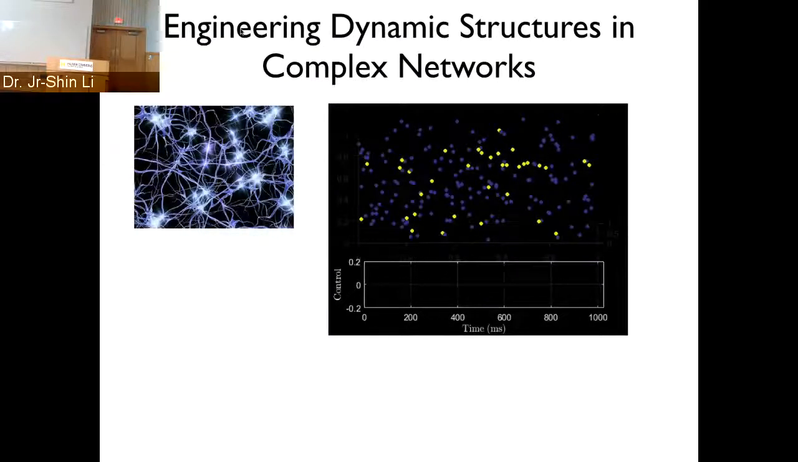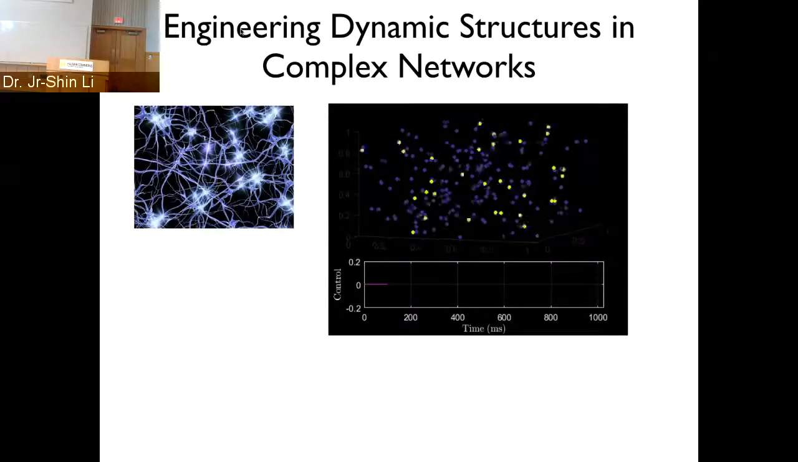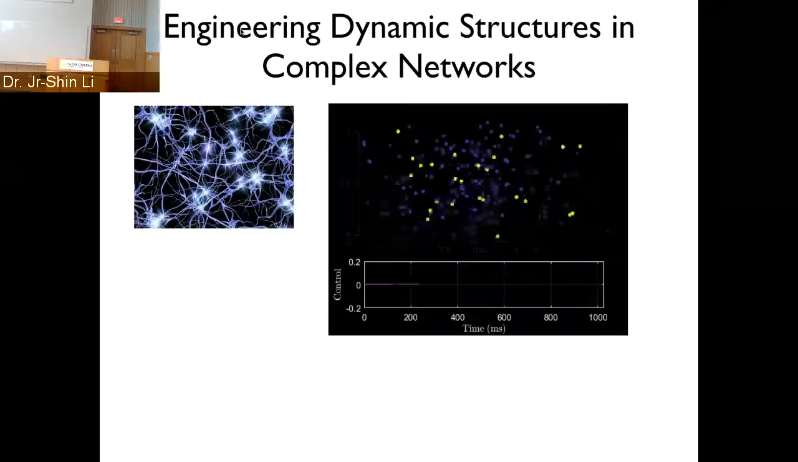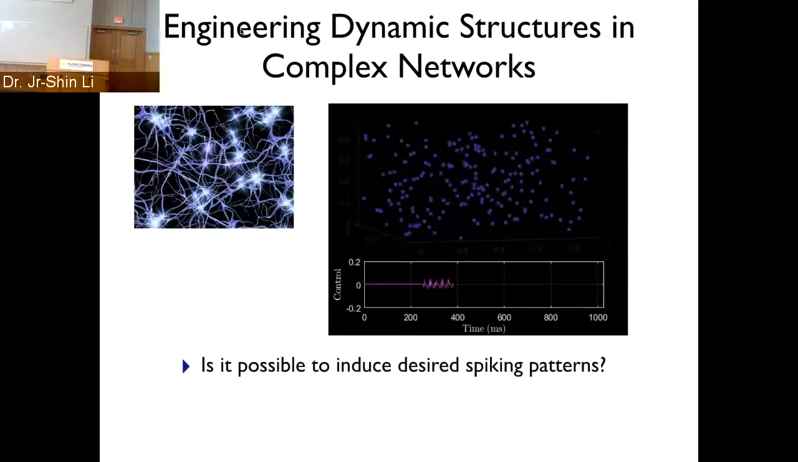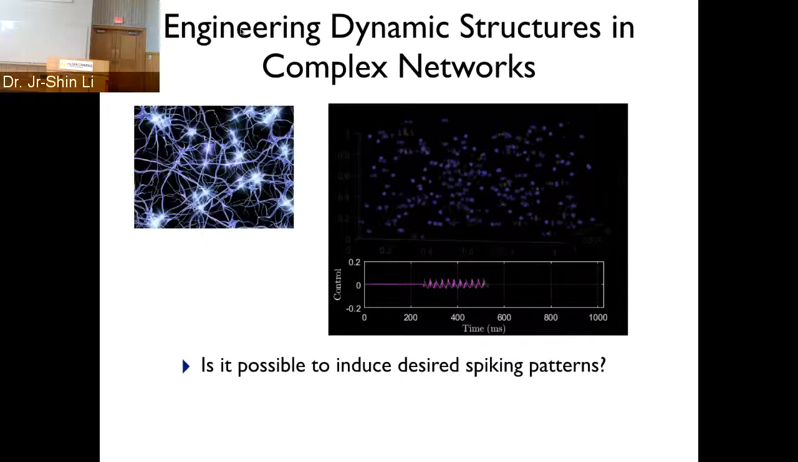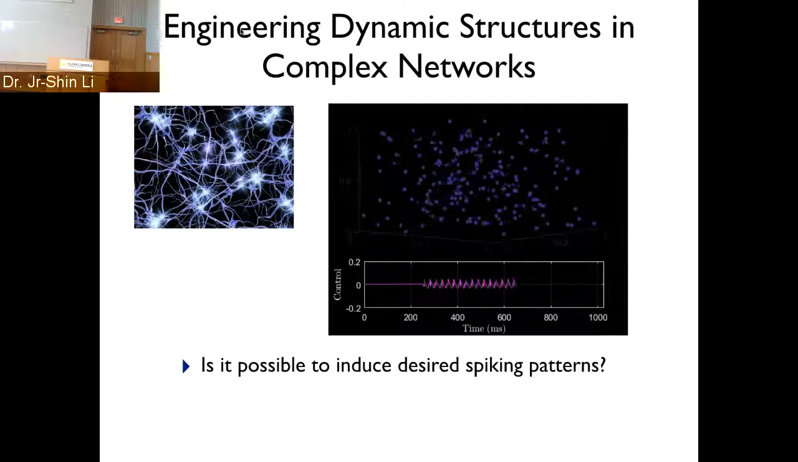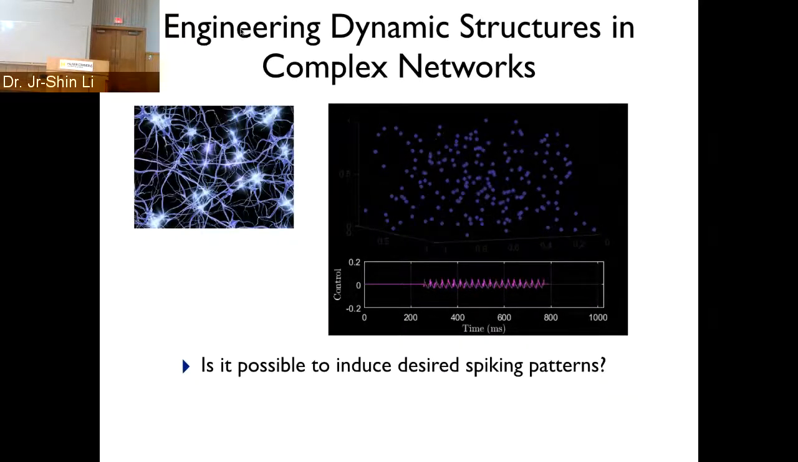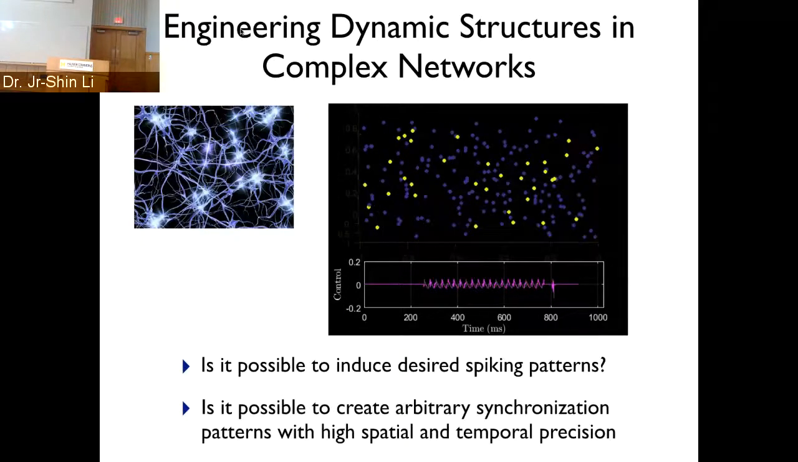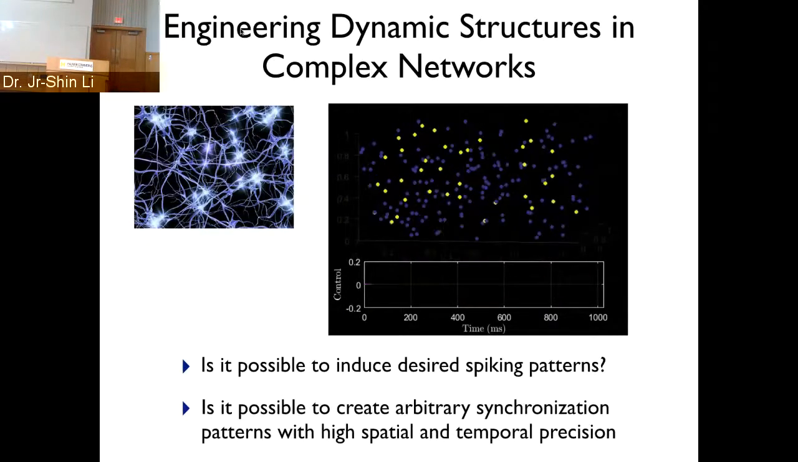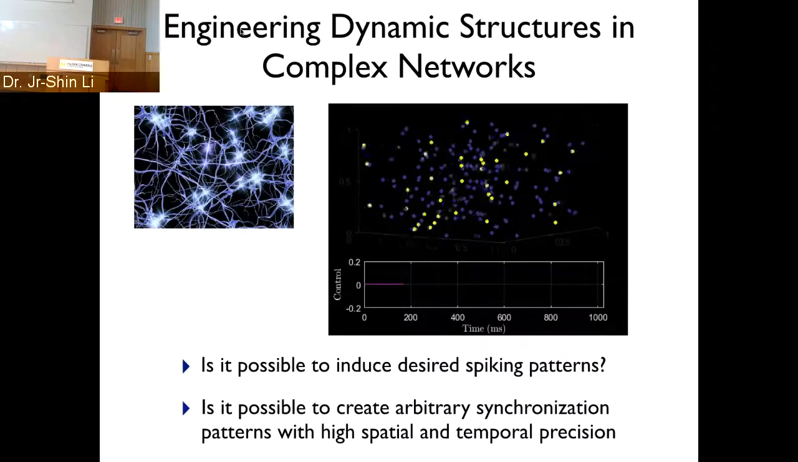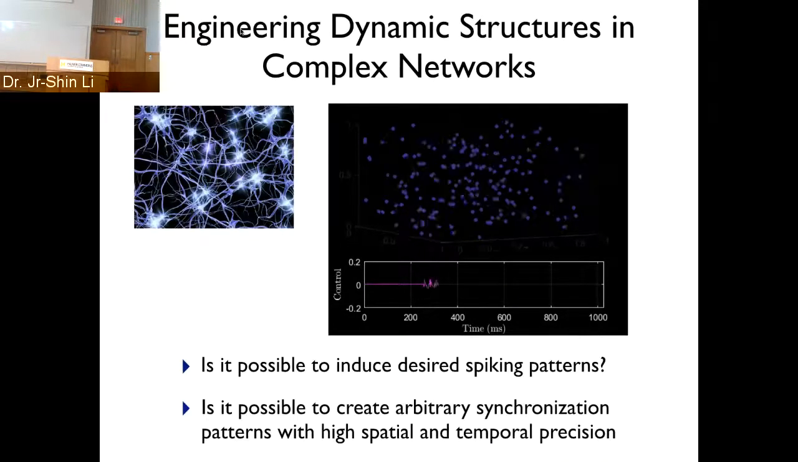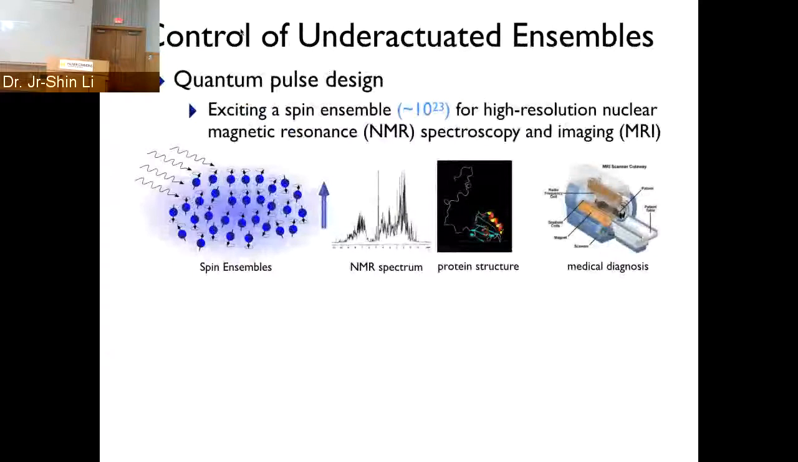This is a more realistic example. If we consider a population of neurons, initially they might spike in a random fashion, and we want to know whether it is possible to induce desired spiking patterns like this. Can we spike all of them simultaneously? Or can we create any arbitrary synchronization patterns with high spatial and temporal precision? This would be of interest in neuroscience. And I'll give you more examples.